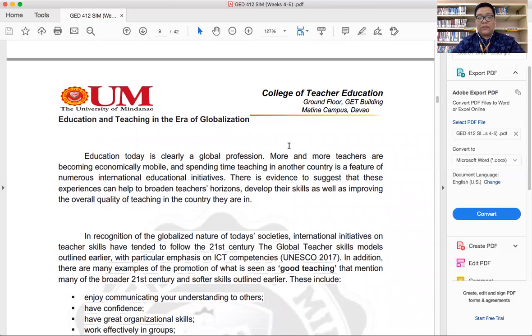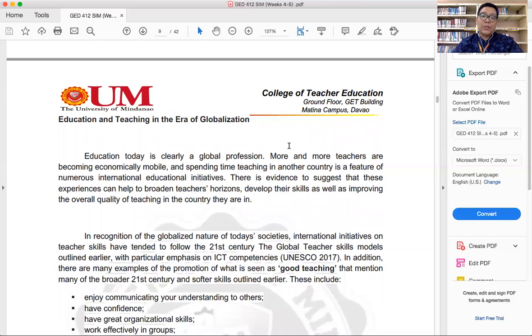Now, in recognition of the globalized nature of today's societies, international initiatives on teacher skills have tended to follow the 21st century global teacher skills models outlined earlier, with particular emphasis on ICT competencies, according to UNESCO in 2017. This is the reason why teachers nowadays need to possess ICT competencies so that they will also be well versed with the use of technology in the educational landscape.